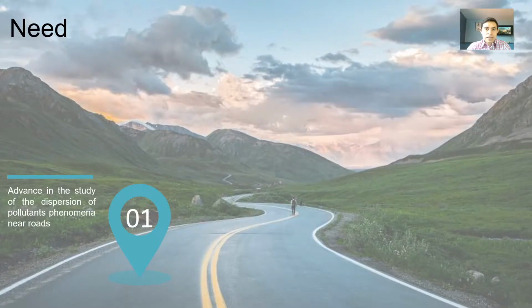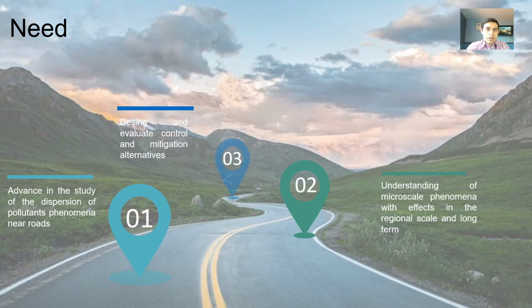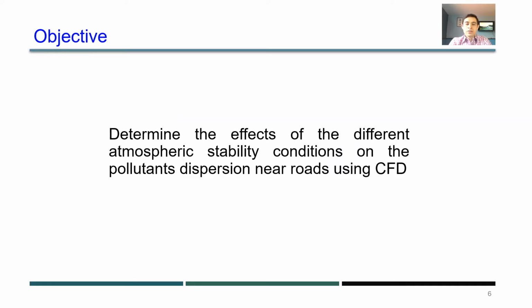We have divided our research line in three main tasks. The first one is to advance in the study of the dispersion of pollutants phenomena near roads, then to understand the effects of these microscale phenomena in the regional scale and at a long term, and finally design and evaluate control and mitigation alternatives to reduce the pollutant concentrations. We also have been advancing in this third topic, and the results are presented in another video in this web conference. The objective of this study is to determine the effects of the different atmospheric stability conditions on the pollutants dispersion near roads using CFD.